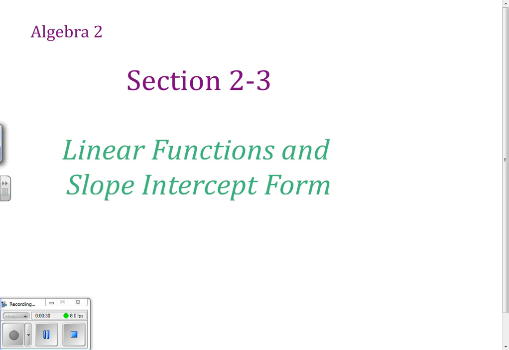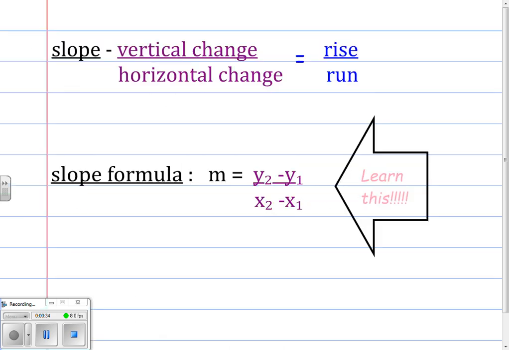Section 3 starts the information on linear functions in slope-intercept form. First thing we need to talk about is slope. Slope is a vertical change over a horizontal change, or you better know it as rise over run. Go up before you go over.